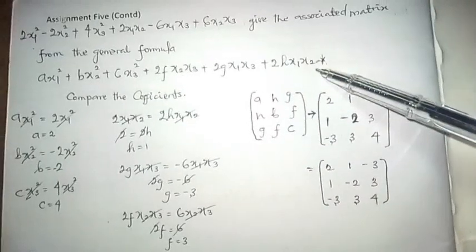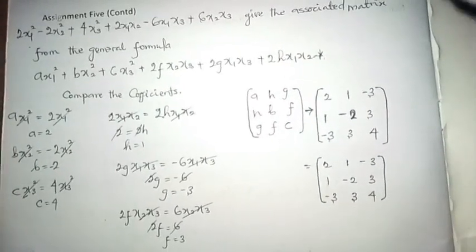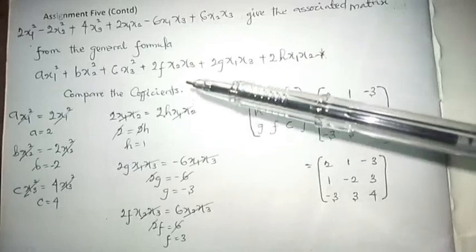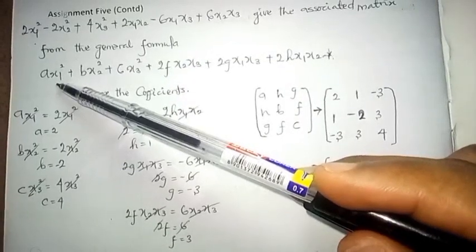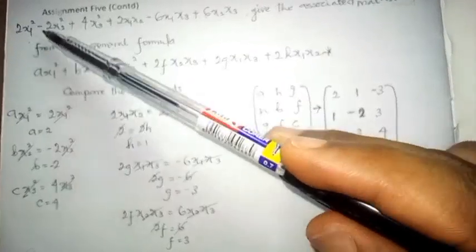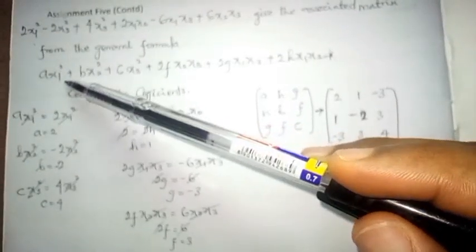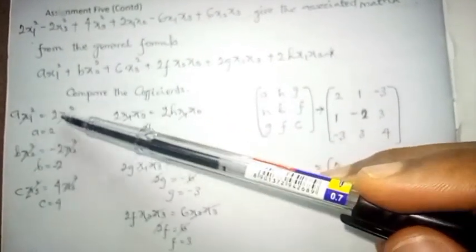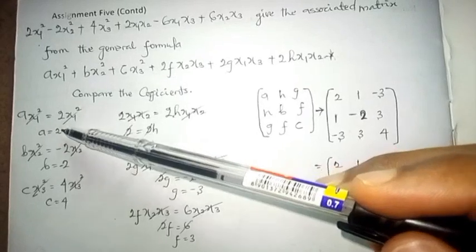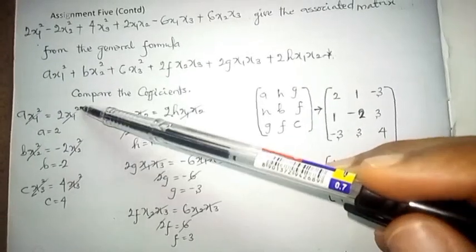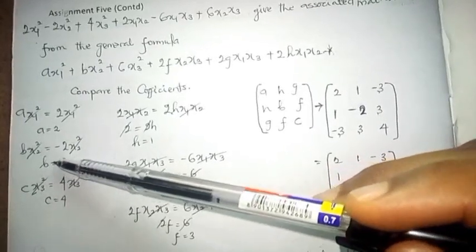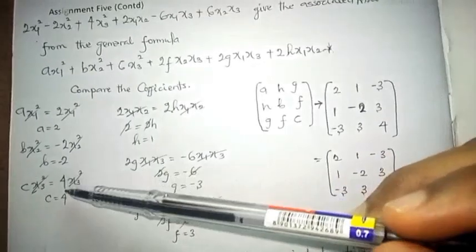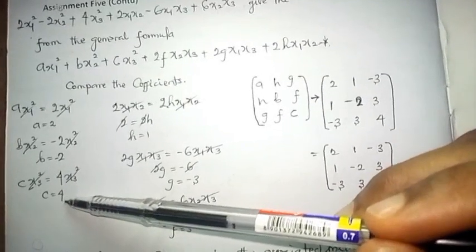I guess we actually looked into that in the previous video. So here we got to compare the coefficients. So for x1 squared, we compared it with the first one where x1 and x1 are together. Then we had that x1 cancels x1. We have what? A equals 2. We did also for x2. We had b equals minus 2. We did for x3. We had c equals 4.